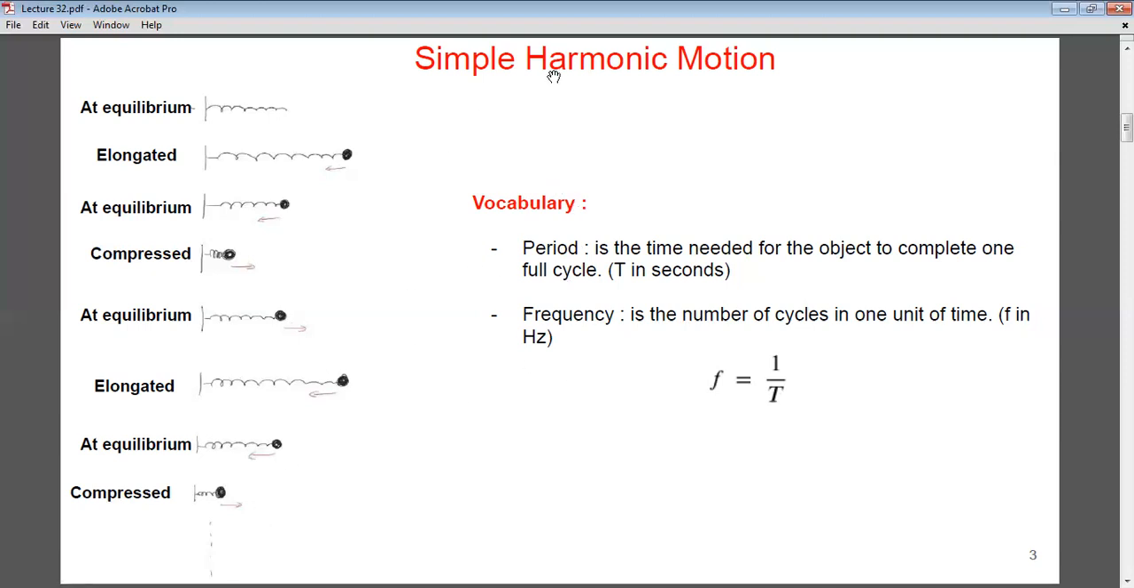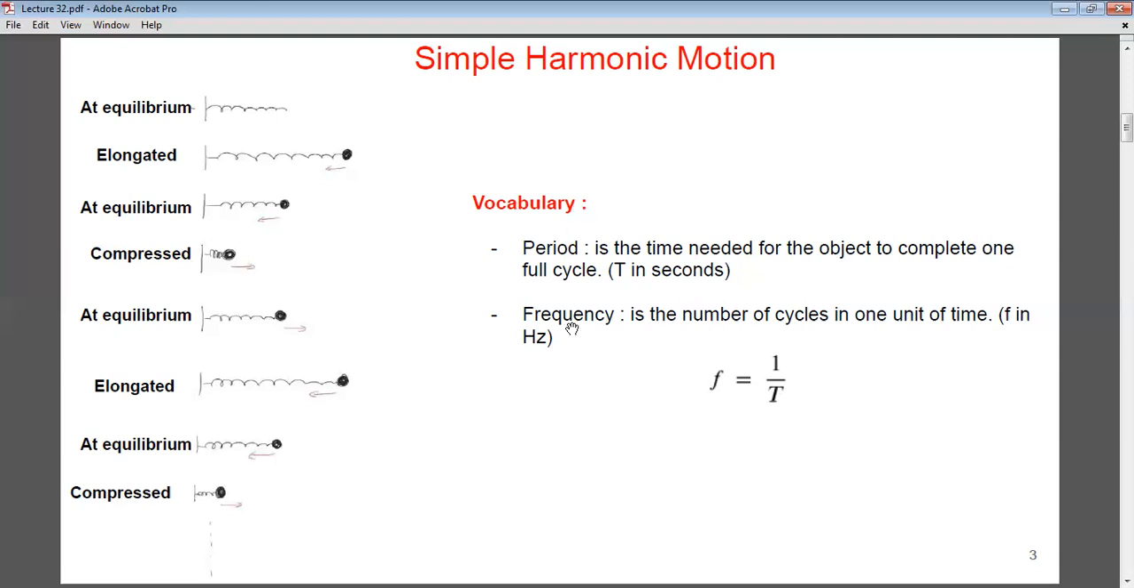New vocabulary that we will learn in this lesson. Period is the time needed for the object to complete one full cycle. So whenever they ask us to find the period of an oscillating object, it means they want us to calculate the time needed for the object to complete one full cycle. Period we represent by T, in seconds.